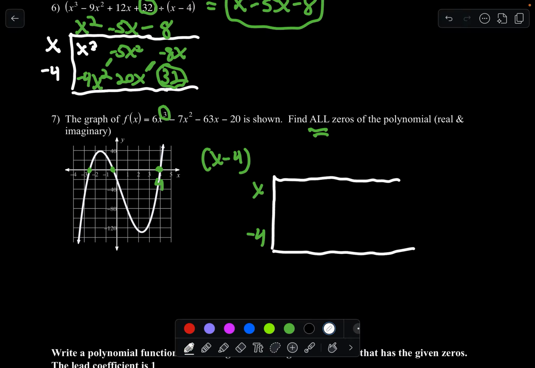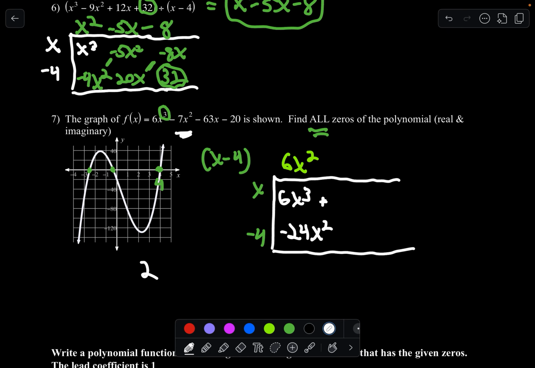And then we put the first term here of 6x cubed. What do we have to multiply x by to give you 6x cubed? That will be 6x squared. 6x squared times negative 4 is negative 24x squared. We have to add a number to negative 24x squared to get to negative 7x squared. So what to see? It will have to be a positive.